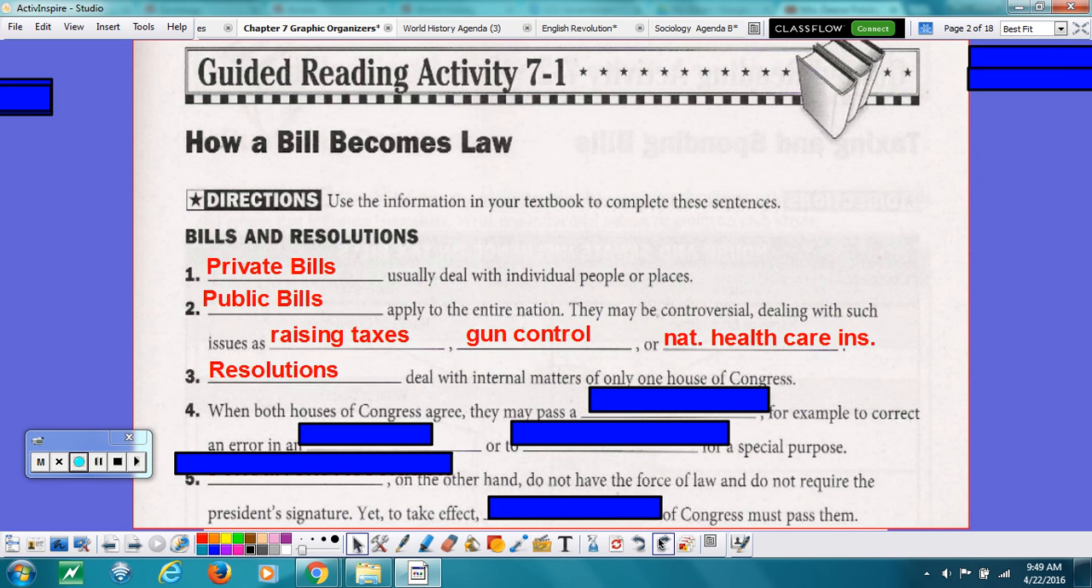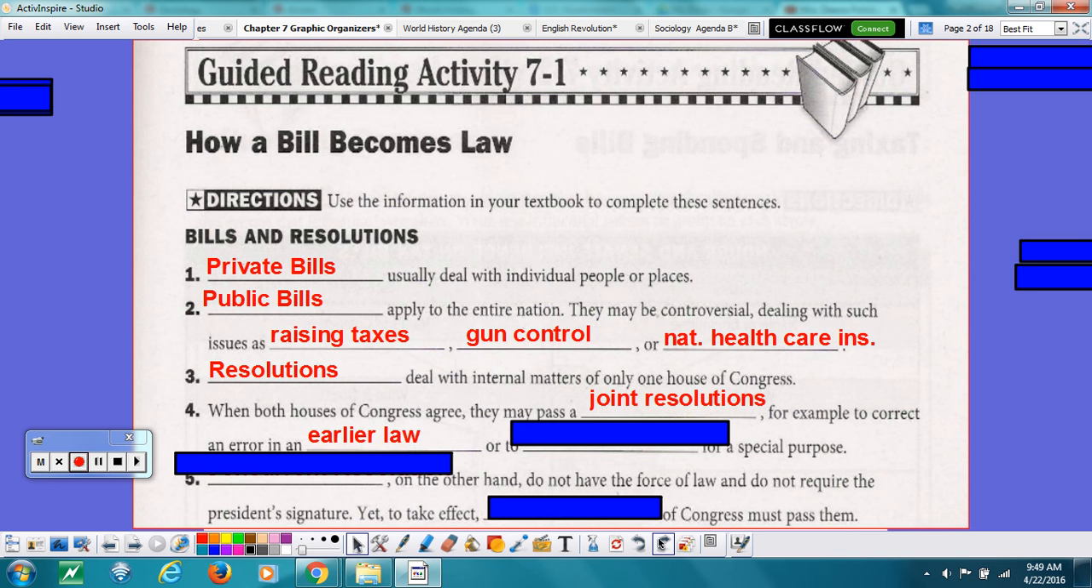All right, other things that might come up that are not necessarily bills, but deal kind of with lawmaking. You can talk about a resolution. A resolution kind of is like a bill, but it doesn't require the president to be as involved in the process. Typically, a resolution deals with an internal matter of only one house of Congress. There are times when you could have both houses involved and you could have a joint resolution.